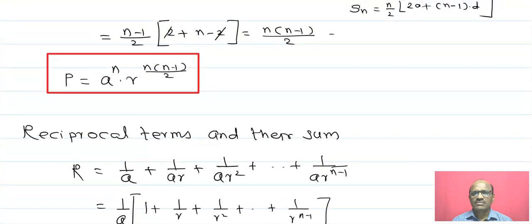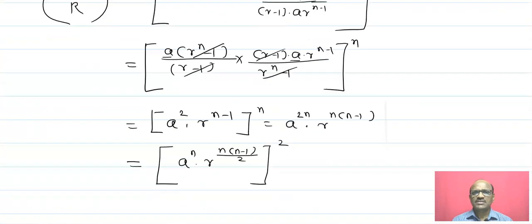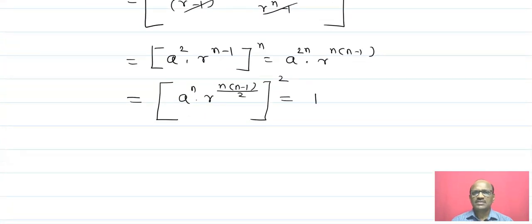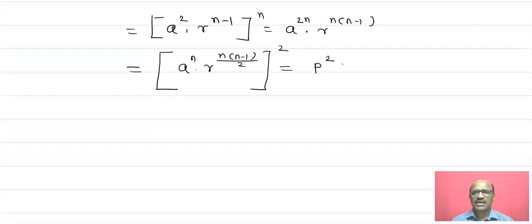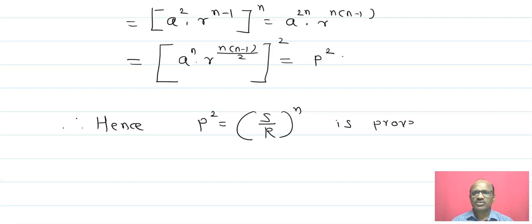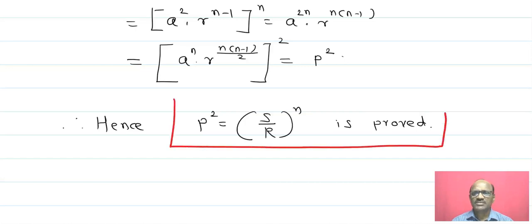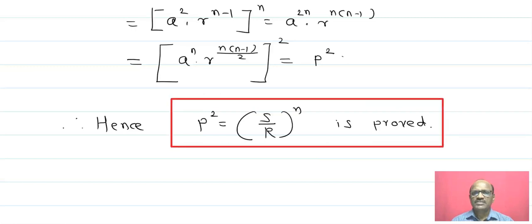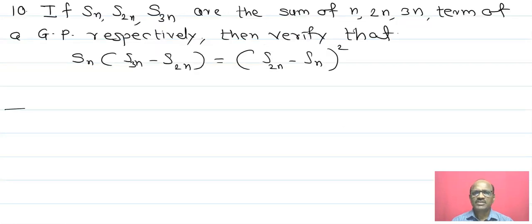Now, again this can be written in this manner, that a raised to n into r raised to n into n minus 1 upon 2 bracket square, and that is nothing but the P, that is the product of the terms, and hence P square is equal to S upon R bracket raised to n is proved. It is a simple adjustment of the terms.